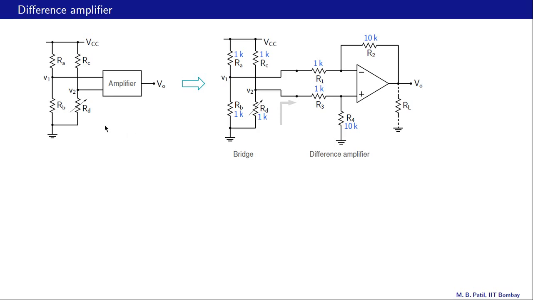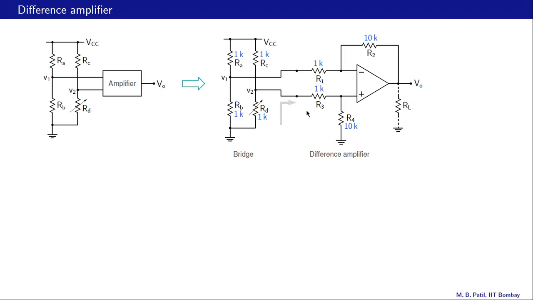Let us now come back to the bridge circuit. If you recall, we wanted an amplifier which will give an output which is an amplified version of this difference V2 minus V1. And now we have got that amplifier, our difference amplifier. And in this example, we have R2 equal to 10K, R1 equal to 1K, and R3 the same as R1, R4 the same as R2. So the gain of this difference amplifier is R2 by R1, which is 10K by 1K, or 10. So VO then is V2 minus V1 times 10. So we seem to have got the solution we were looking for.